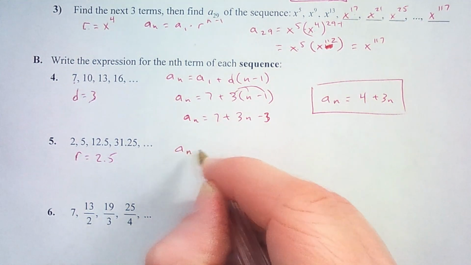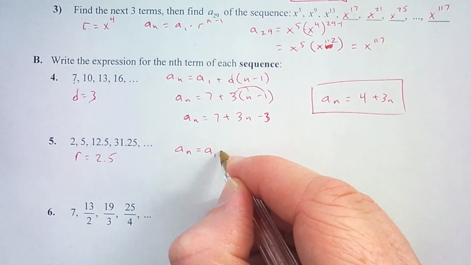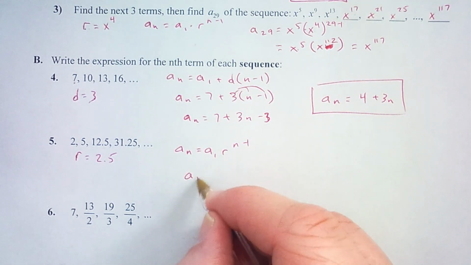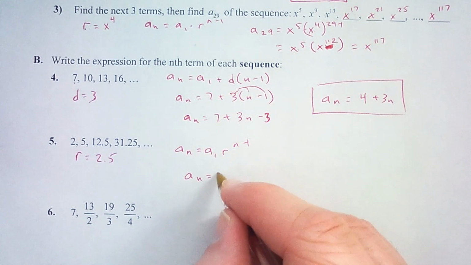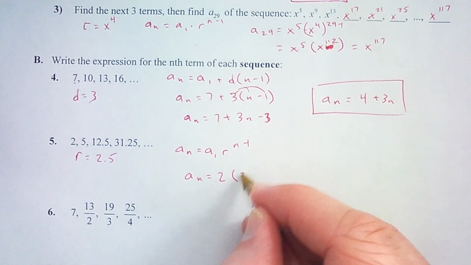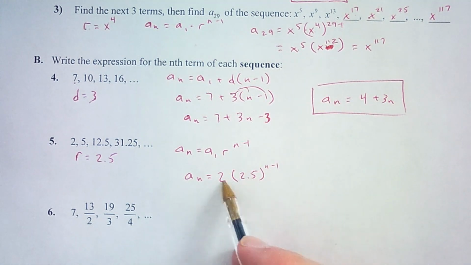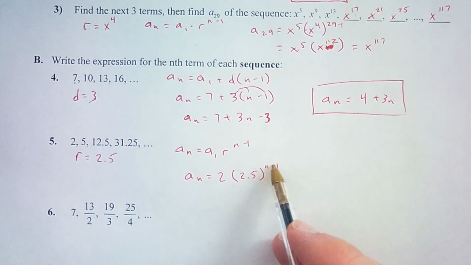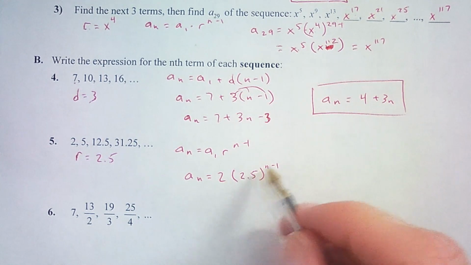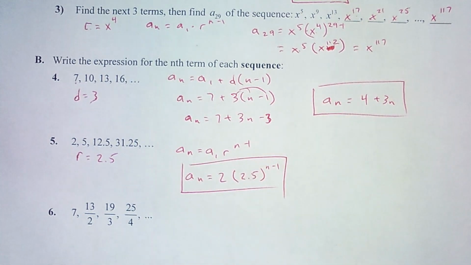In a geometric sequence, the formula is a sub n equals a sub 1 times r to the n minus 1 power. So a sub n equals a1 is 2, times r, which is 2.5, to the n minus 1 power. Now we can't multiply these until we do this power. I have to do exponents before multiplication by order of operations, and I can't do this exponent because there's an n there, so I cannot simplify this.